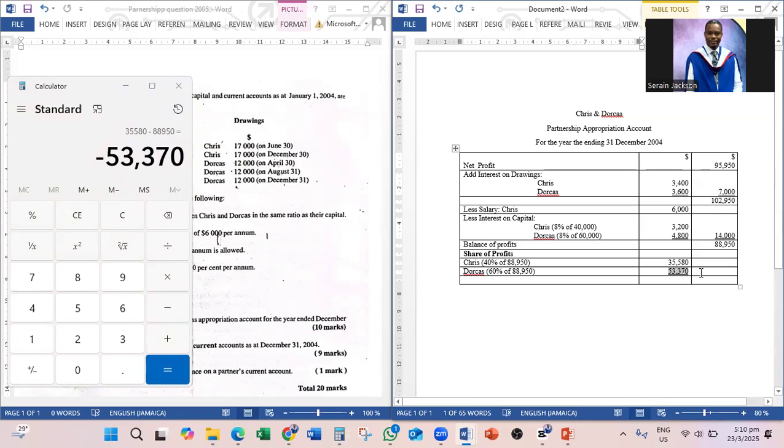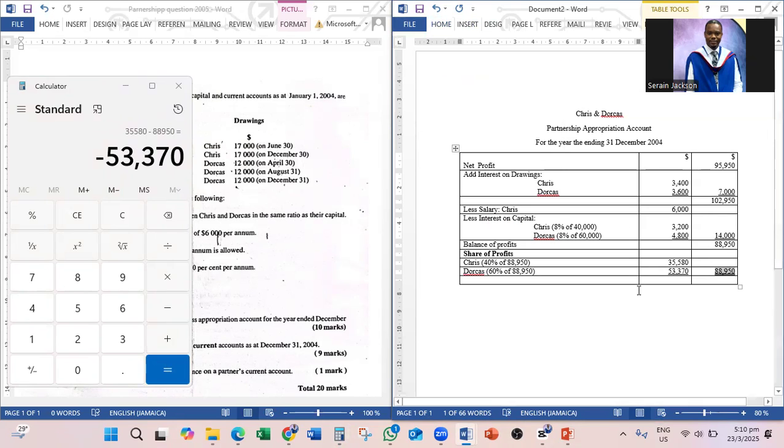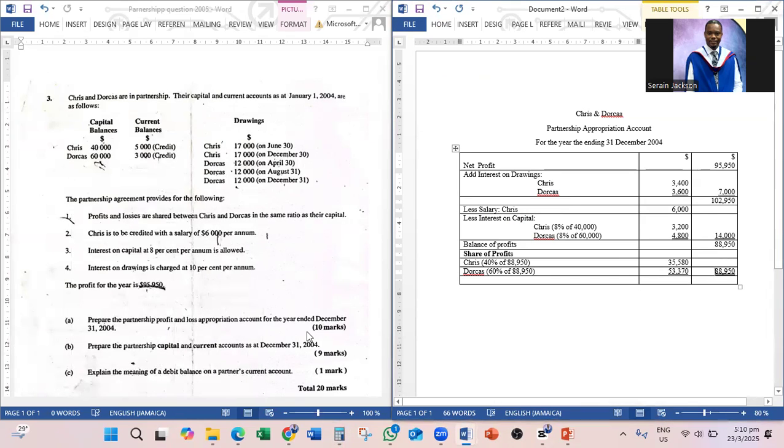So we simply share their profits, 88,950, and we double line that because it's now the same. And that is it. The appropriation account is finished, and that is easy 10 marks. How many minutes did that take us? Not much, right? Very easy.